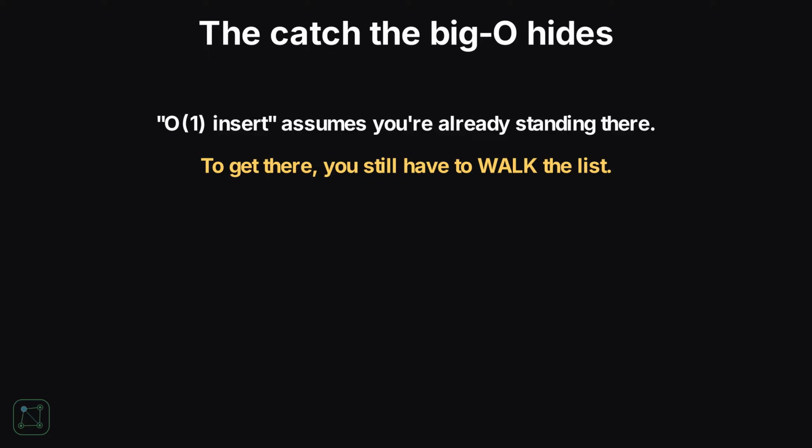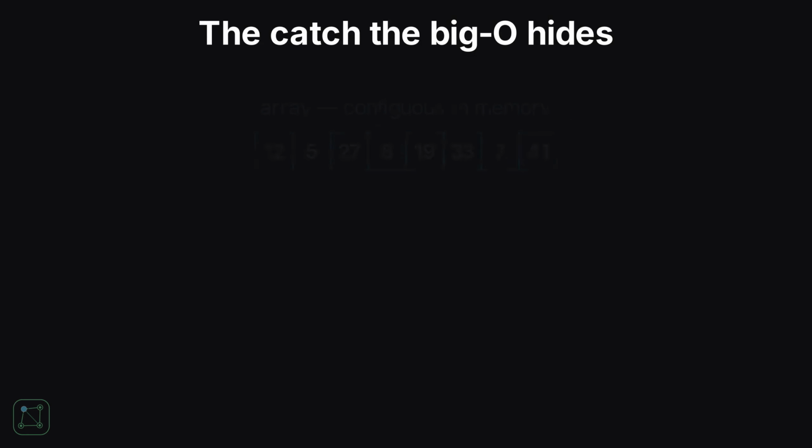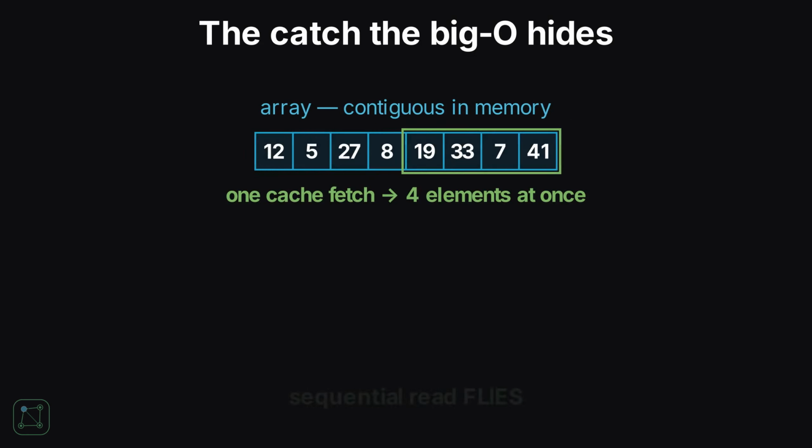That constant time insert assumes you're already standing at the spot. To get there, you still have to walk the list. And walking a linked list is where it falls apart. Here's why. Your CPU doesn't fetch 1 byte at a time, it grabs a whole chunk of nearby memory at once into a fast cache.